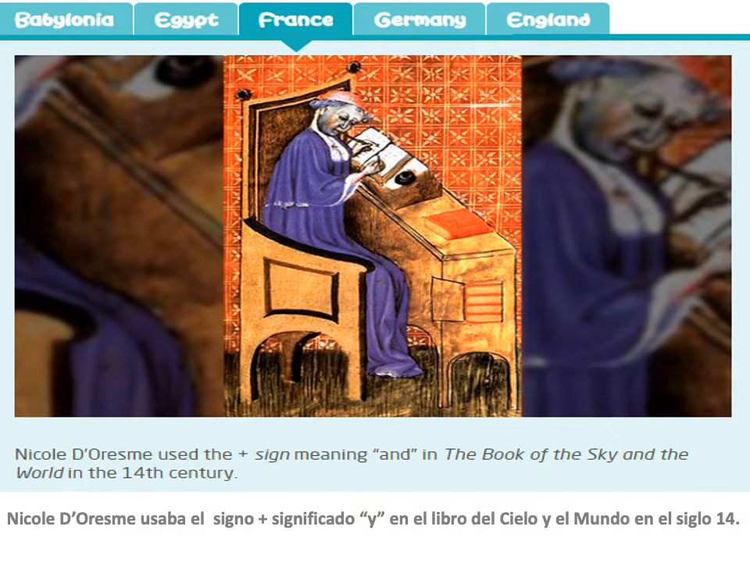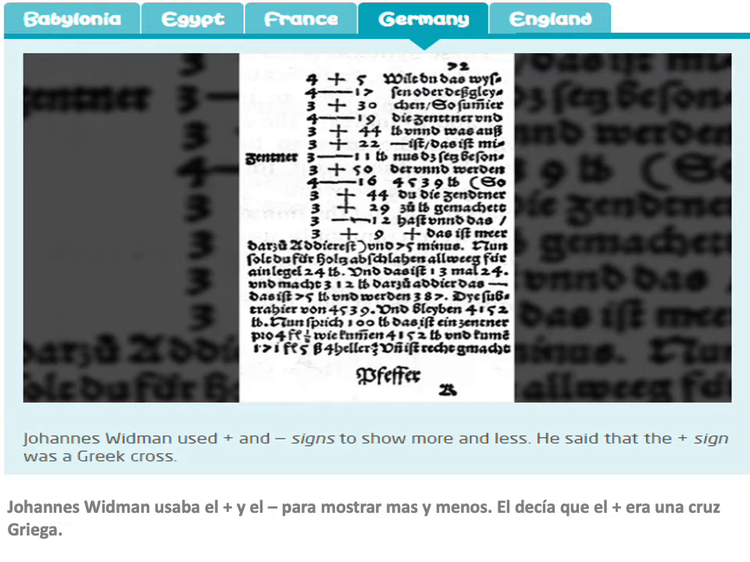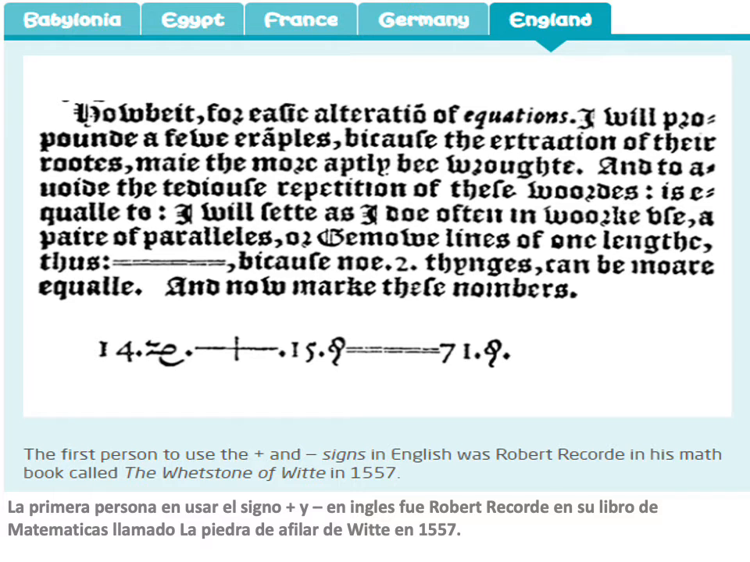France. Nicole de Oresme used the plus sign meaning "and" in the Book of the Sky and the World in the 14th century. Germany. Johannes Wittmann used plus and minus signs to show more and less. He said that the plus sign was a Greek cross. England. The first person to use the plus and minus sign in English was Robert Recorde in his math book called The Whetstone of Witte in 1557.